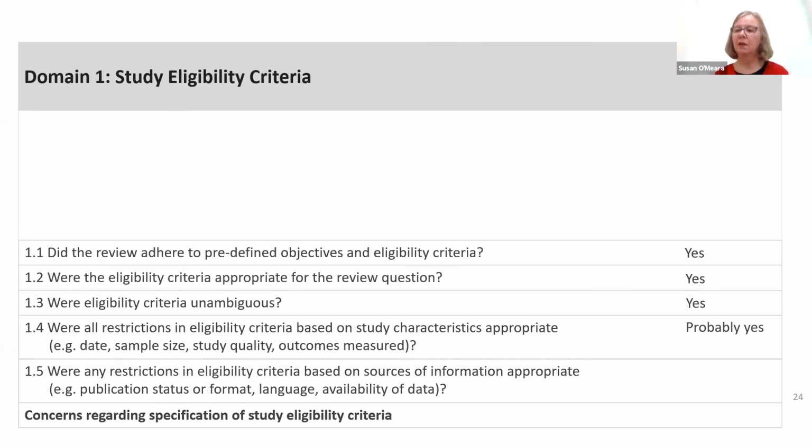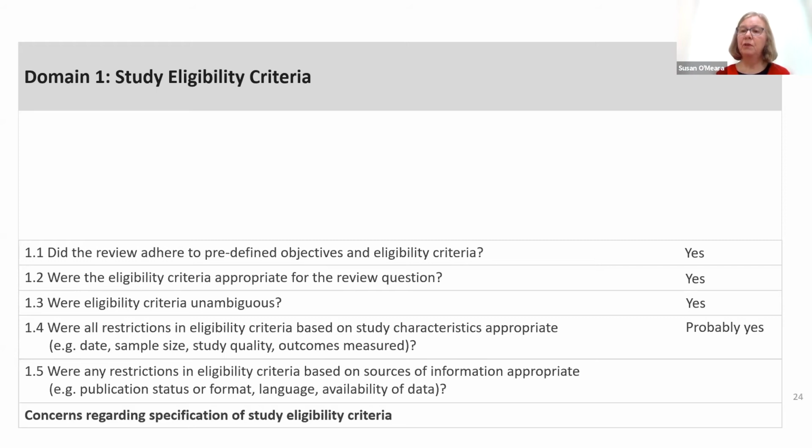So this is things like publication status, language, and availability of data. Now this one, there were some issues here because the review authors actually excluded studies that weren't published in English. And on scrutiny of their list of excluded studies, it became apparent that they'd excluded quite a few studies based on the fact that they were conference abstracts.